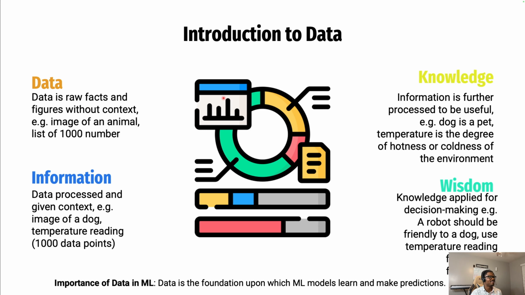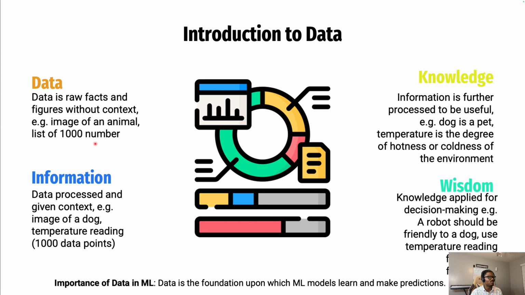Now we have something called information. Wait, I think it goes this way: data, information. So from data it goes to information. Information is data processed and given context. So from an image of an animal, now it is an image of a dog. Someone gave you an image of an animal which makes no sense to you, but then the person told you, oh yeah, this is an image of a dog. Now the data has more information to it. It has context. That is what information is.